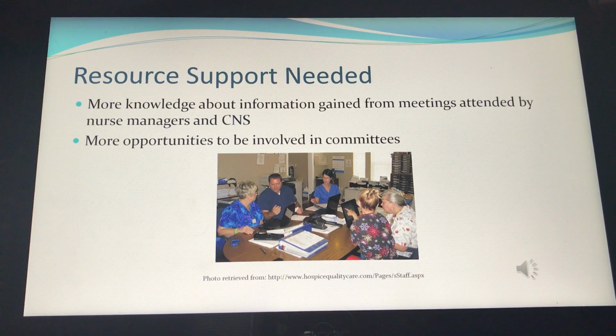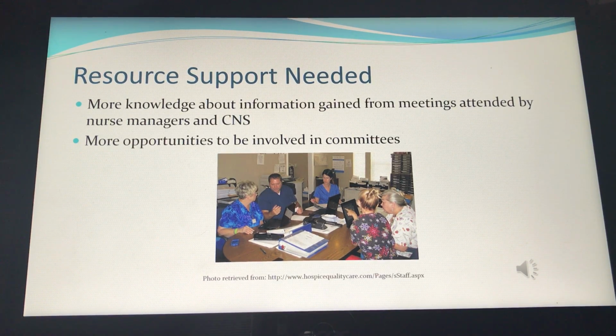In the cardiac surgical PCU, one resource my nurse expressed would be beneficial to assist her to be a nurse leader would be to have more knowledge about the information that is gained from the meetings that are attended by the nurse managers and the clinical nurse specialists. She explained that it is very irritating at times because they gain all this information and it is briefly shared in an email, but there's never collaboration between the people higher up in the management chain and the bedside nurses.